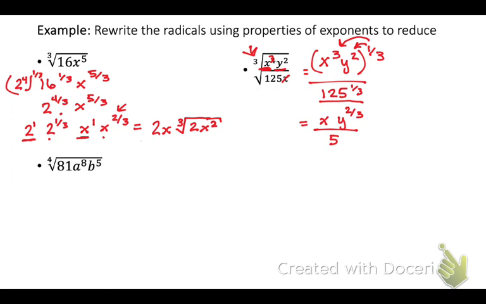Can any y's come out of the radical? No. You're right, but why? Because there's nothing to multiply with to get that out. How many y's do I have? 2. I need sets of what? 3. So can any y's come out of the radical? No, because I only have 2 and I need at least 3. So x is going to stay.